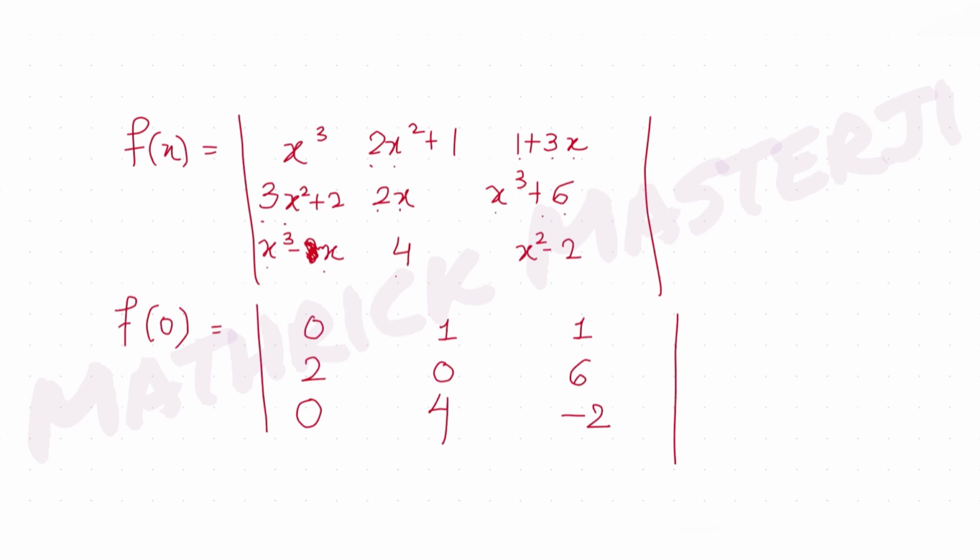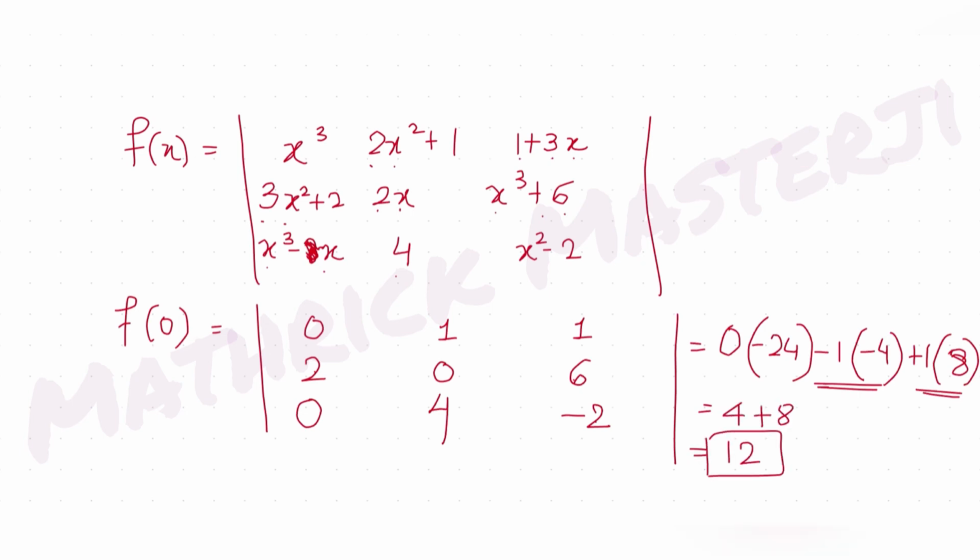If I solve this, the first term becomes 0 into minus 2, which is 0, minus 6 into 4, which is 24. But it doesn't matter because it is multiplied with 0, so the answer for this term is 0. Minus 1 times: 2 into minus 2, which is minus 4, and minus 6 into 0, which is 0, so it's just minus 4. Plus 1 times: 2 into 4, 8, minus 0, so it's basically 8. So 4 plus 8 is 12. So f of 0 is 12.